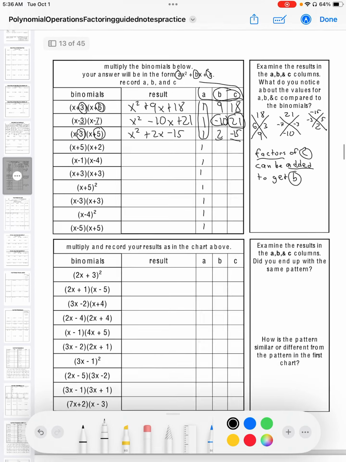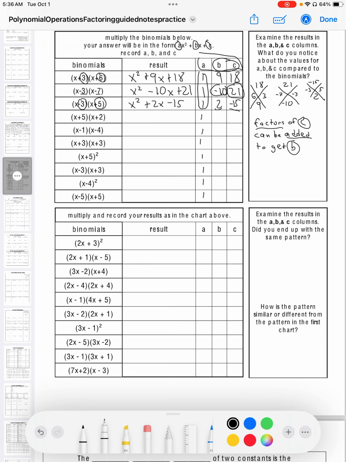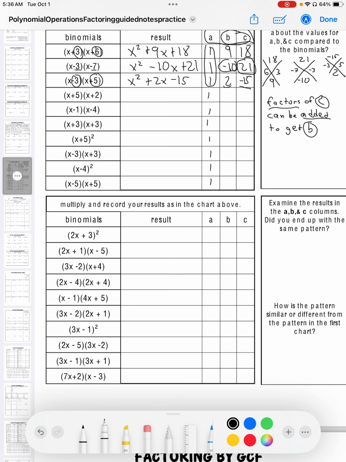Okay, down a little bit further. We're going to be doing the same thing. This time, our a is not always going to be 1. So, for example, the first one, 2x plus 3 squared, when you multiply that out, you would get 4x squared plus 12x plus 9. So a would be 4, b would be 12, and c would be 9. So this time a is not 1, so we're going to need to look at a as well.